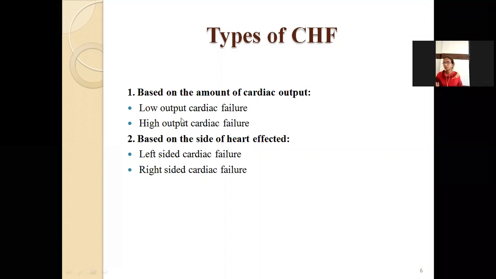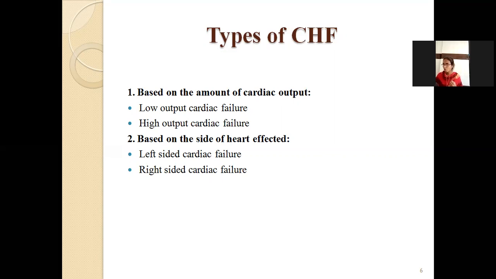Let's discuss what low output cardiac failure is. In this condition, the heart is functioning normally, but it cannot pump the oxygenated blood to the various parts of the body. In high output cardiac failure, due to reasons like hyperthyroidism or a large amount of cholesterol present in the heart, it cannot pump the blood to the various parts of the body.